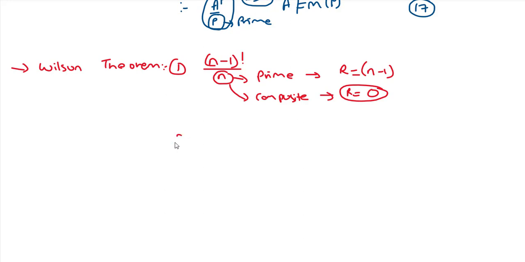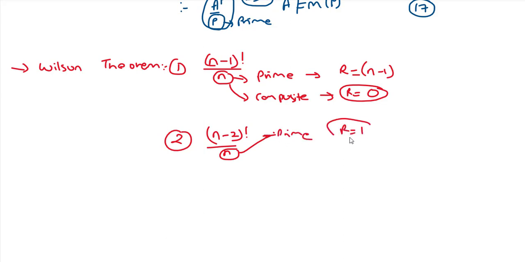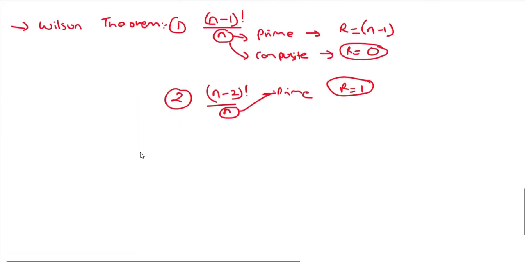Another form in which this formula can be used is (n minus 2) factorial divided by n, where n is a prime number: the remainder will be equal to 1. Let us see how we can use this concept to arrive at our answers.